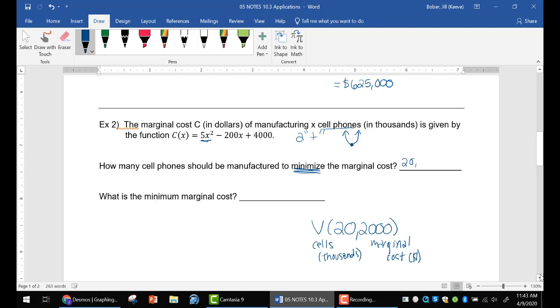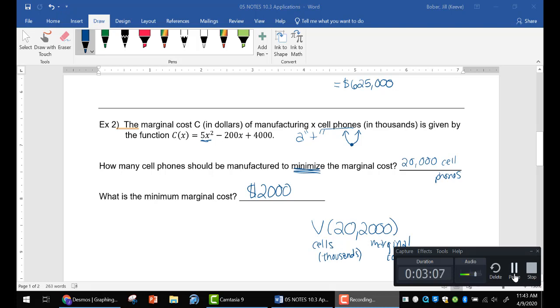So I have 20,000 cell phones. The minimum marginal cost is this Y value, a total of $2,000.